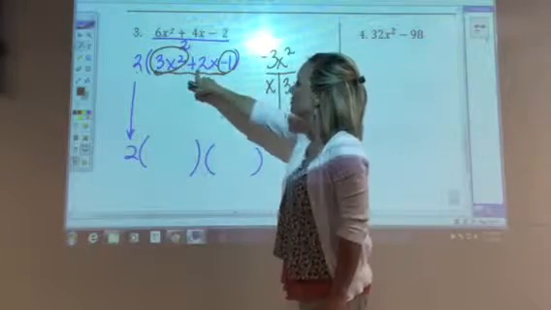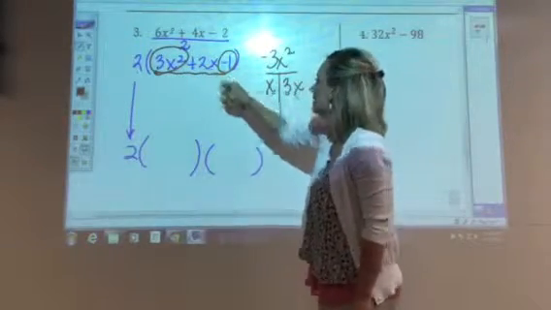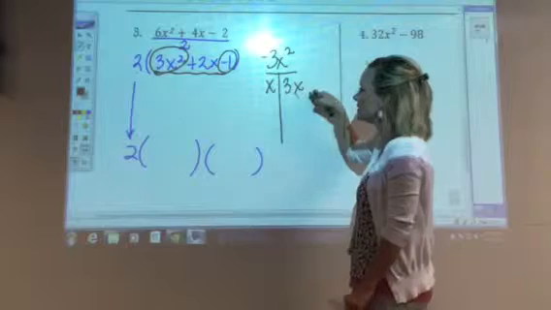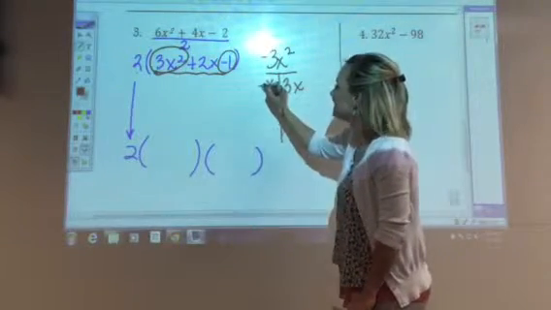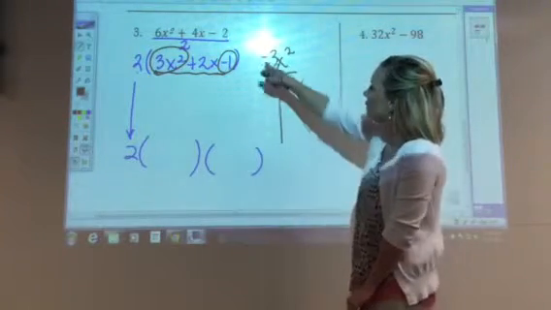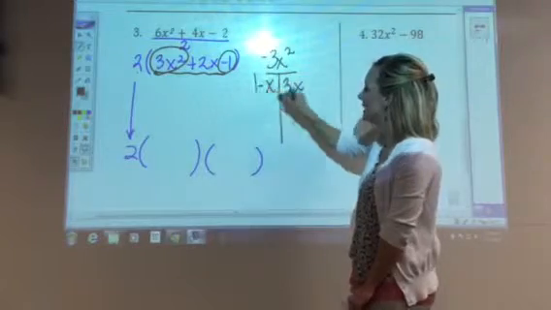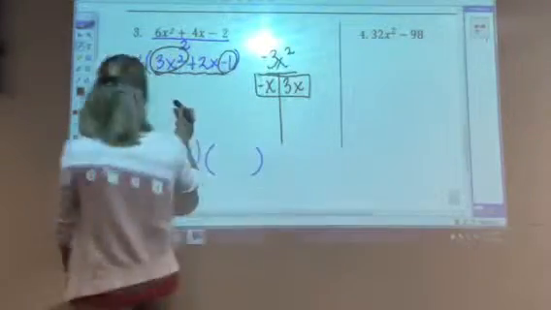Now, when I go to my middle term, I have a positive 2x. The only way that this equals a positive 2x is if my x is negative, okay? Remember, one's got to be positive, one's got to be negative. All right, so I'll go ahead and rewrite it.